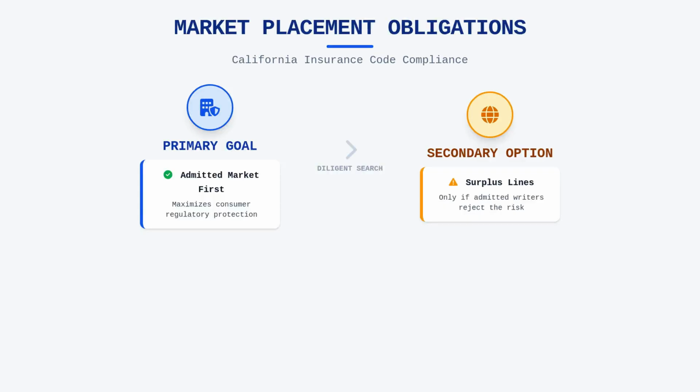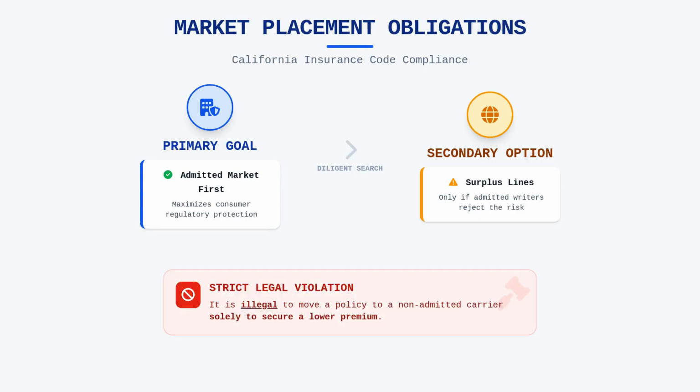This requirement manifests as the diligent search mandate, which dictates that a surplus lines broker must thoroughly investigate the admitted market and receive rejections from actual admitted writers before moving a risk out of state. It is an explicit violation of the California Insurance Code to place a policy with a non-admitted carrier simply to secure a lower premium than what an admitted carrier would charge. Your primary professional directive must always be to recommend and pursue admitted coverage whenever it is available and reasonable, thereby maximizing the regulatory protections afforded to the consumer.